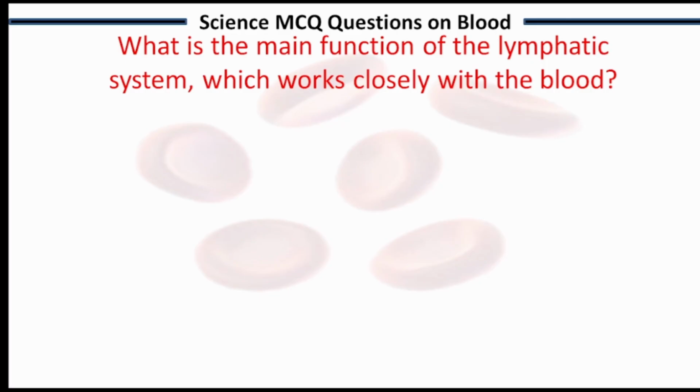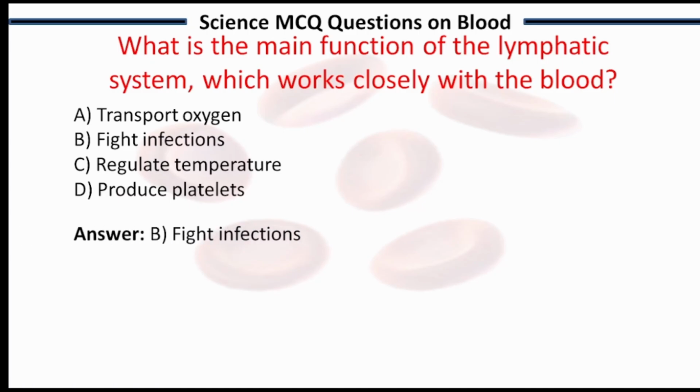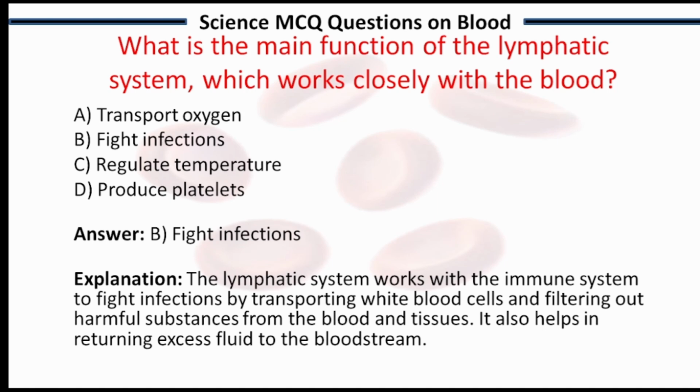What is the main function of the lymphatic system, which works closely with the blood? A. Transport oxygen, B. Fight infection, C. Regulate temperature, or D. Fight platelets. Right answer is fight infection. The lymphatic system works with the immune system to fight infection by transporting white blood cells and filtering out harmful substances from the blood and tissues. It also helps in returning excess fluid to the bloodstream.